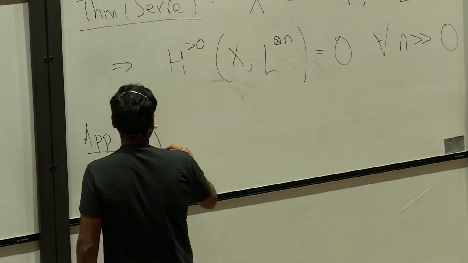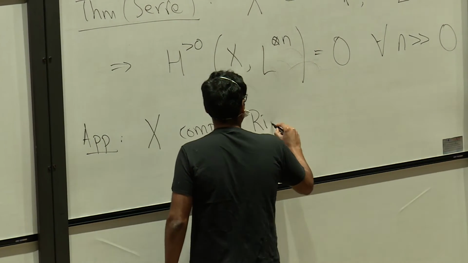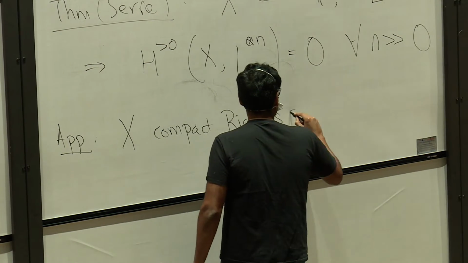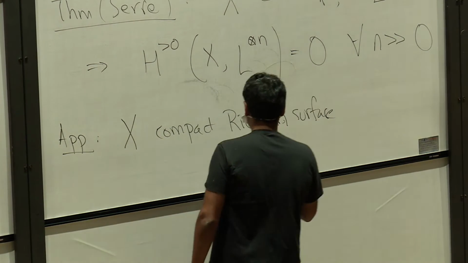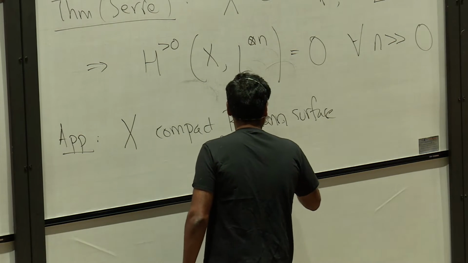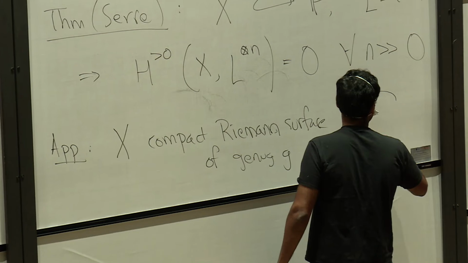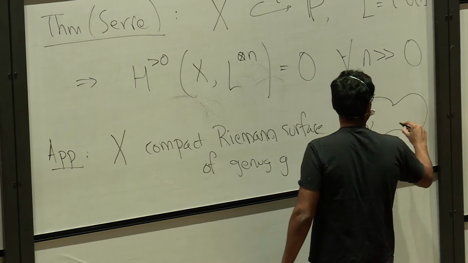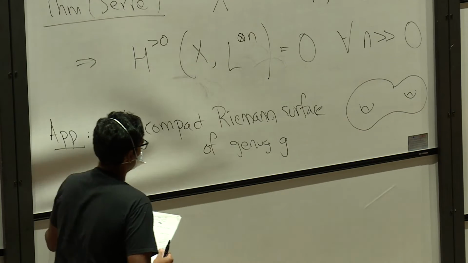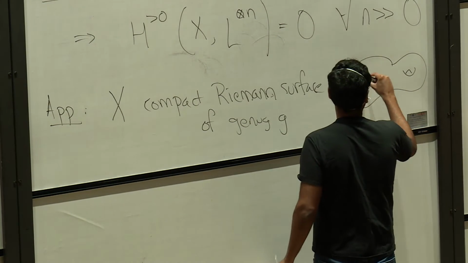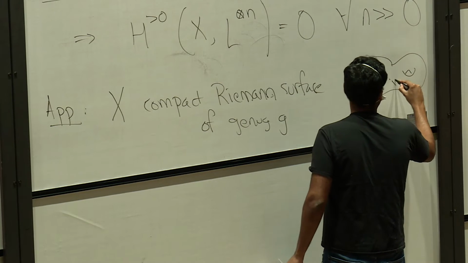So let's say X is a Riemann surface, compact, or an algebraic curve, if you're thinking algebraically, of genus g. And so here's a picture, I guess, in genus 2. And let's say I give you a bunch of points on the surface, x1, x2, x3, and so on up to xn.